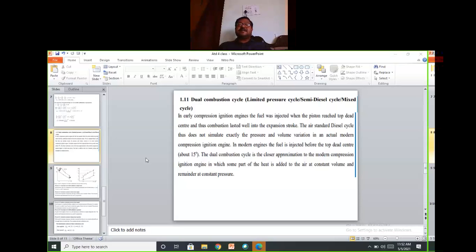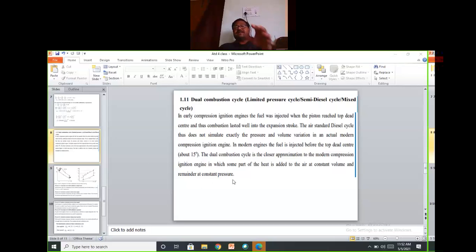The air standard diesel cycle thus does not simulate exactly the pressure and volume variation in the actual modern compression ignition engine. In the modern engine, the fuel is injected before the top dead center, about 15 degrees earlier. The dual combustion cycle is a closer approximation to modern compression ignition engines, in which some part of the heat is added to the air at constant volume and the remainder at constant pressure.